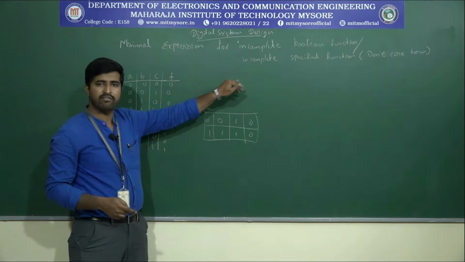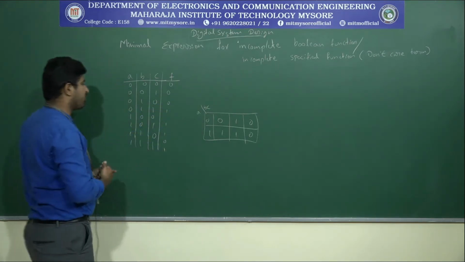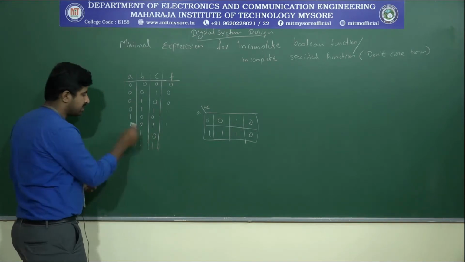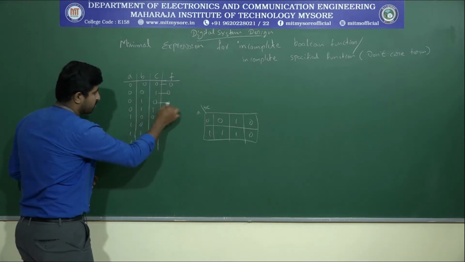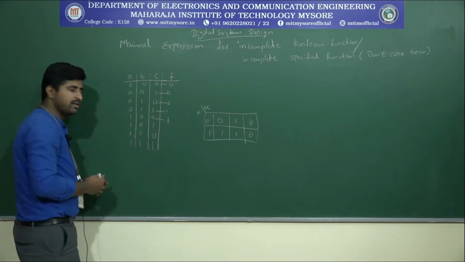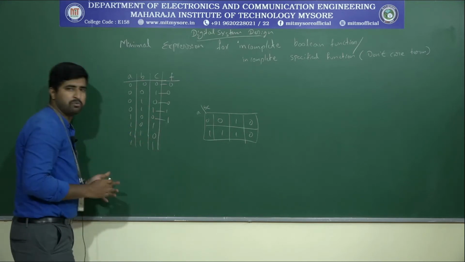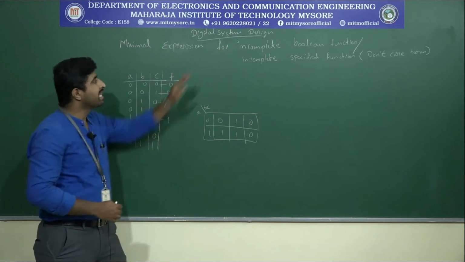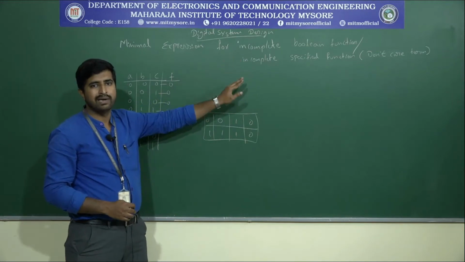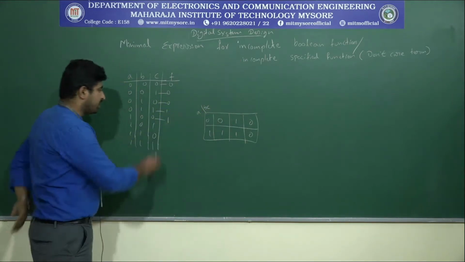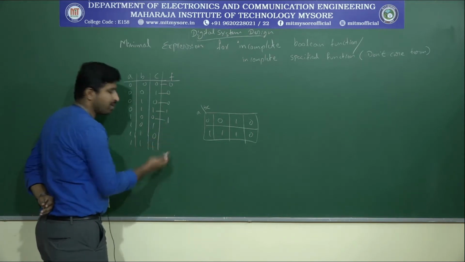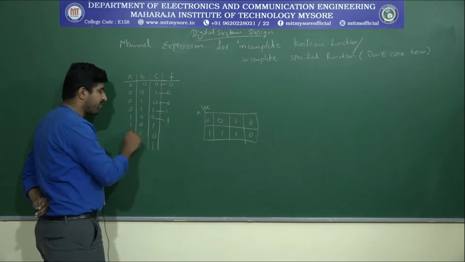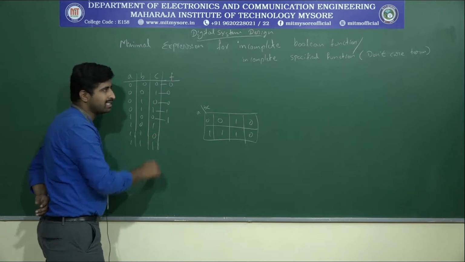An incomplete Boolean function means for a few combinations we don't have an output. For example, for 5, 6, 7 we don't have an output. We don't know if the output is 0 or 1. In that case, that function is called an incomplete Boolean function, or an incompletely specified function. Here we don't know the output, so it may be 0 or 1. These terms we call don't care. The functions for which we don't have any output are called don't care.